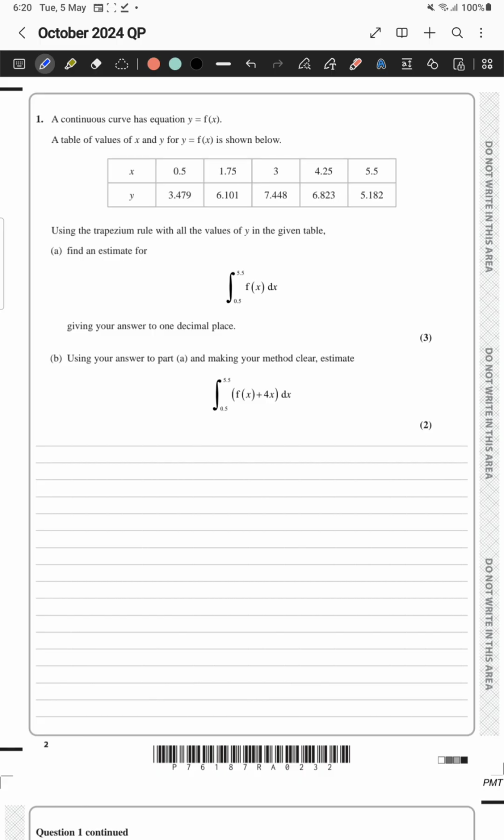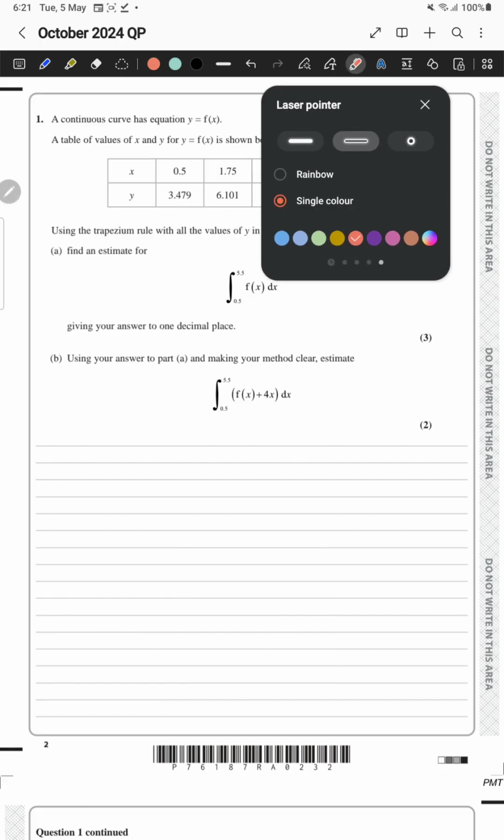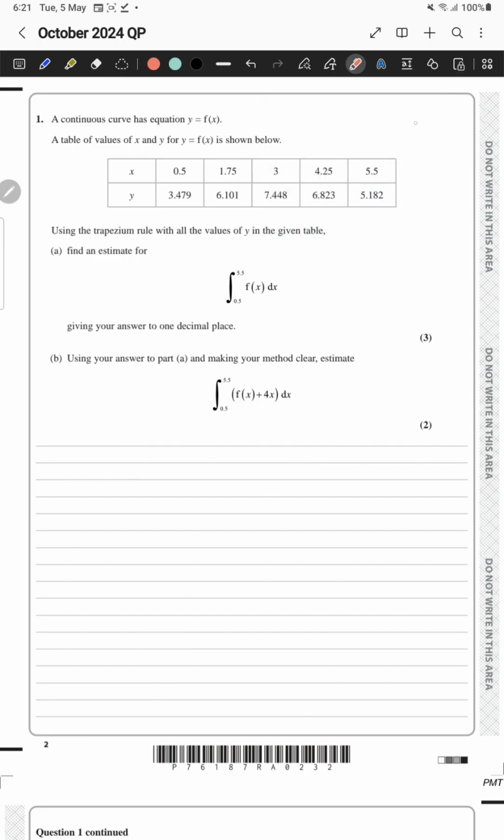A continuous curve has the equation y equals f of x. A table of values x and y for y equals f of x is shown below. Right, so they mean that here there is a table of values. Using the trapezium rule with the y values given, find an estimate of the integral of f of x.